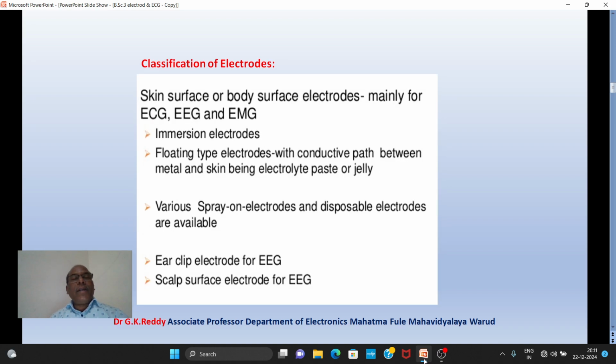Then there are again different types of electrodes such as skin surface or body surface electrodes. These electrodes are mainly used for ECG, EEG and EMG. Then immersion electrodes.